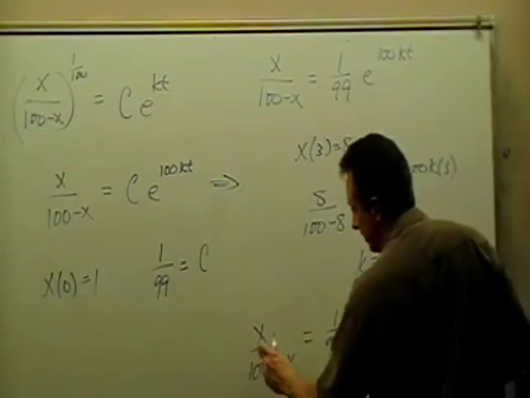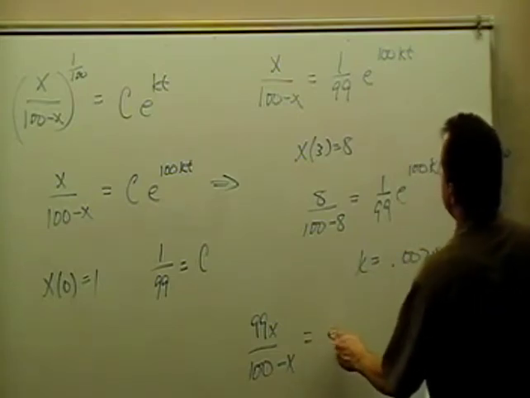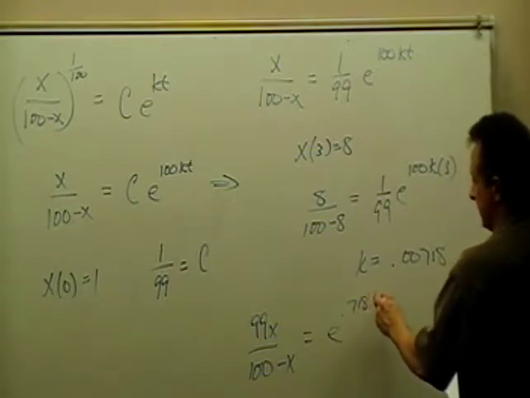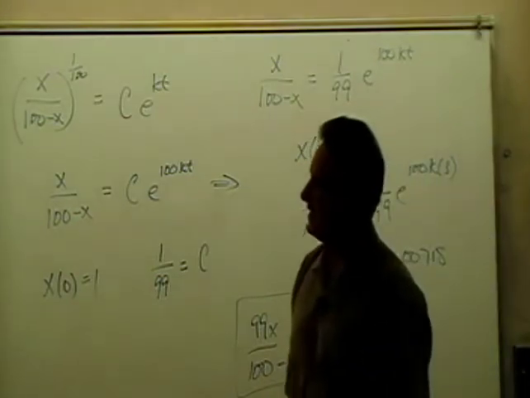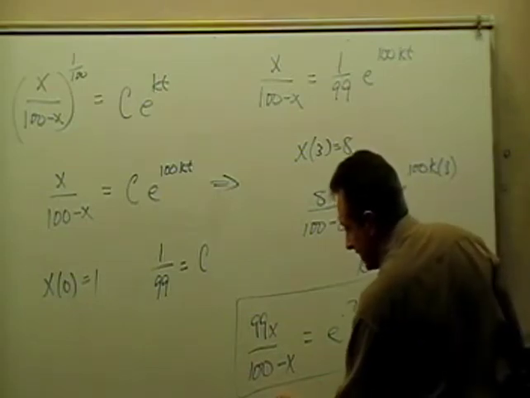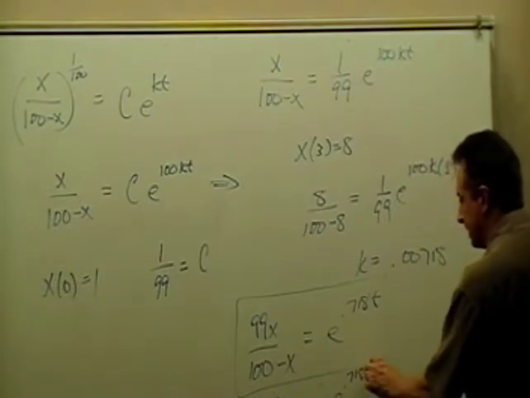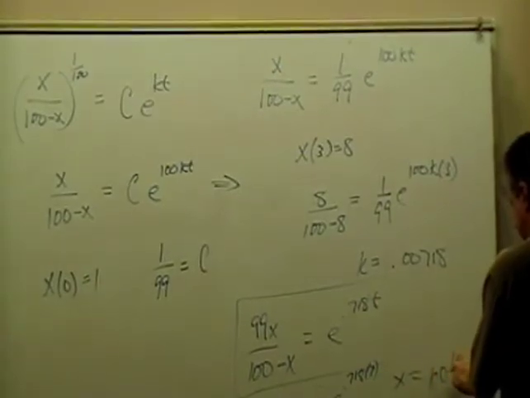Or you can multiply that 99 on the other side. Let me do that: 99x over (100 minus x) equals e to the 100 times 0.00718 t. And that's our logistic model of the infection. So if I wanted to know how many people are going to be infected at day 7, I just plug in t equaling 7, and I'll get 99x over (100 minus x) equaling e to the 0.718 times 7. Solve that, and you get x equals 60 and a half students.